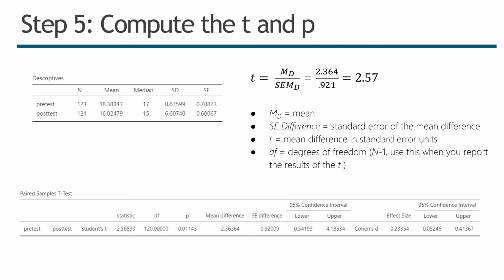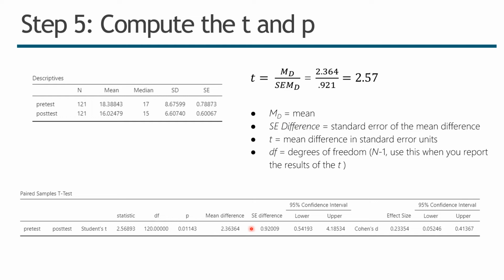Our next step is to compute the t and the p-value. And also we're going to compute descriptive statistics along the way. So we have the mean and the standard deviations for the pre-test and the post-test. We can see that the mean at the pre-test is 18.388, the post-test is 16.02, and what we want to know is, is that mean difference big enough for us to think that that difference is not just due to sampling error? So to figure this out, we compute a t-statistic, and the t is the observed difference between the sample means, divided by the estimated standard error of the mean difference.